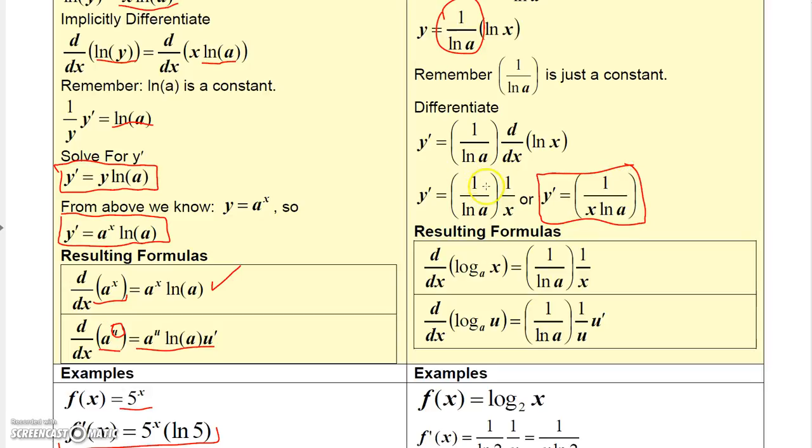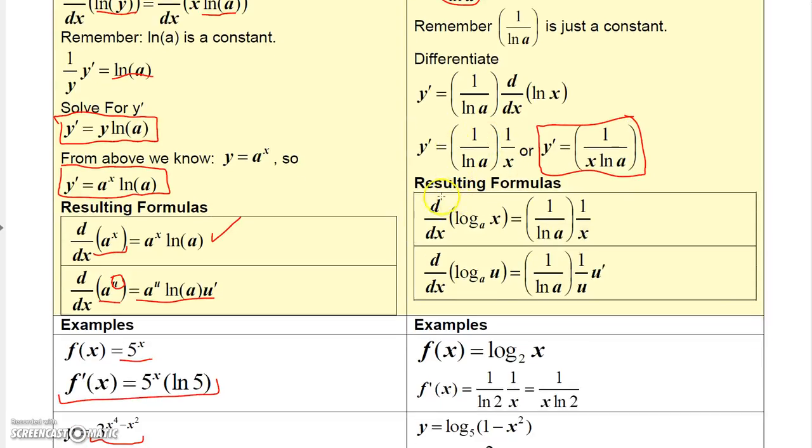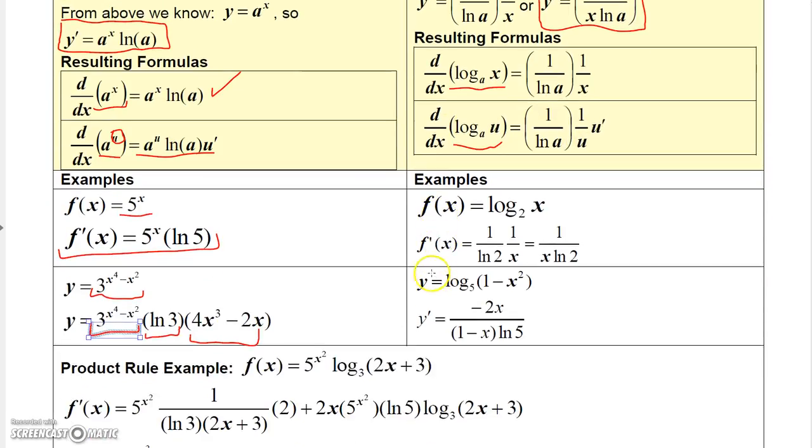Okay, so in other words, if you have the log of x base a and you want to take the derivative of that with respect to x, then you just do 1 over natural log of a times 1 over x. But if you have the log of some function of x, then you've got to throw in the chain rule. So it'd be 1 over natural log of a times 1 over u times u prime. Let's look at two examples.